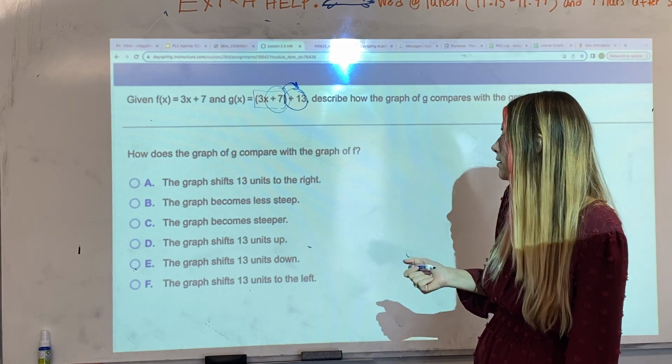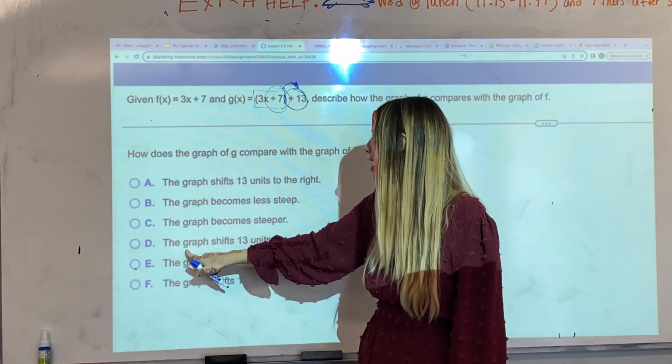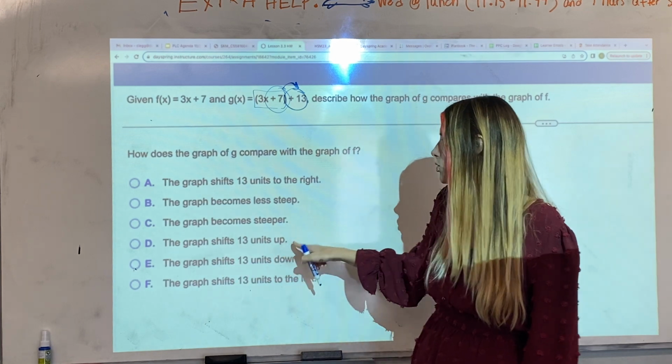Up how many? 13. Good. The graph shifts 13 units up. So that would be my answer.